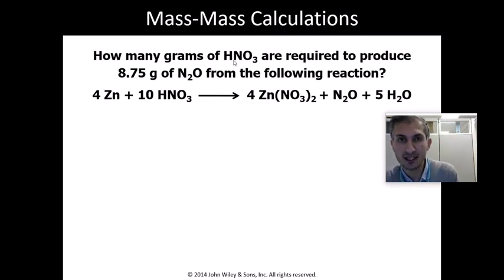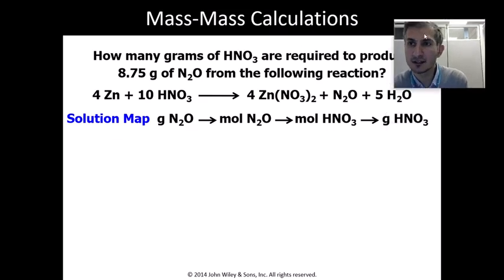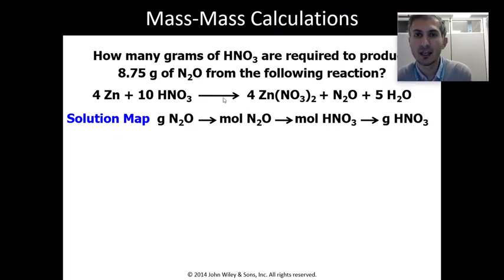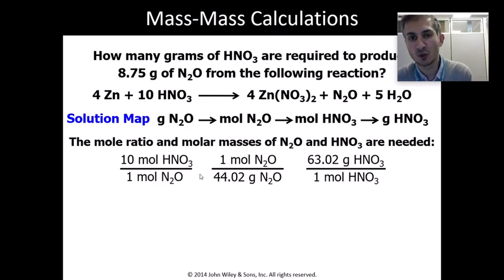So 2 substances, HNO3 and N2O. I need to work with HNO3 and N2O. We have 8.75 grams of that, and we are going to find how many grams. Whenever we do that, we have a solution map. Grams of this compound given, we need to convert to moles. The only way from gram to mole is the molar mass. Then the only way we can compare and convert one substance to another substance is mole. So we should write moles N2O and moles HNO3. And then we need to convert moles HNO3 to grams HNO3. It means mole to mass, we call it molar mass. These are the conversion factors we need to use.